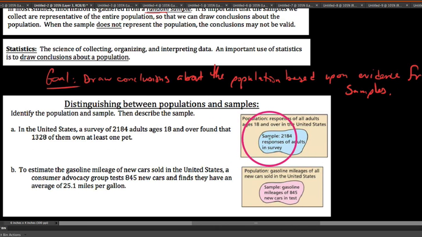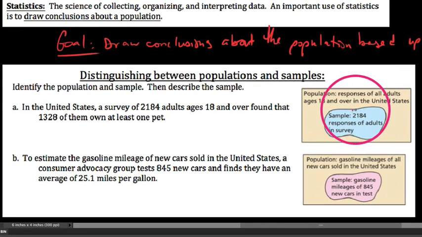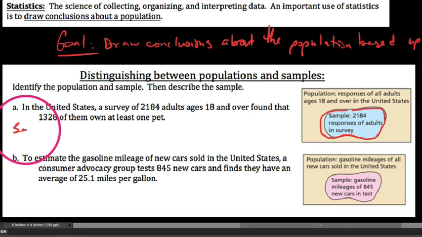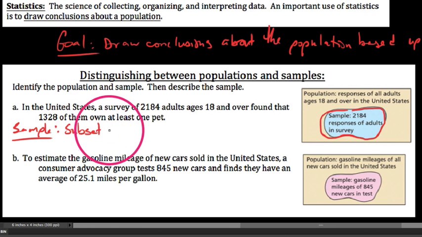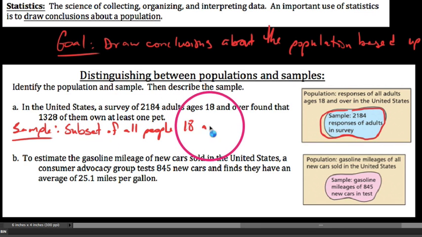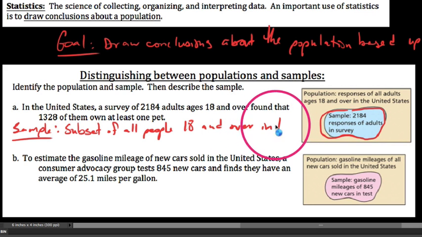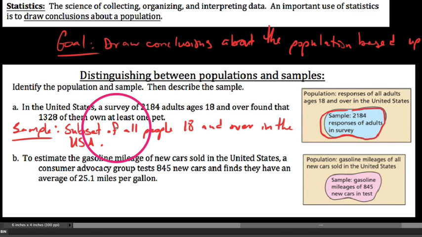So basically, when we talk about what's our sample and what's our population, looking over here, it's clear that the subset of the population that we're talking about is the sample of 2,184 people. And so when we refer to the sample and describe it, we'd say it is a subset of all people 18 and over in the USA.